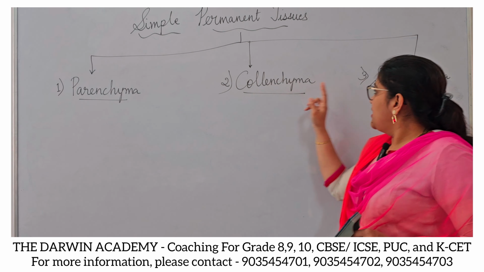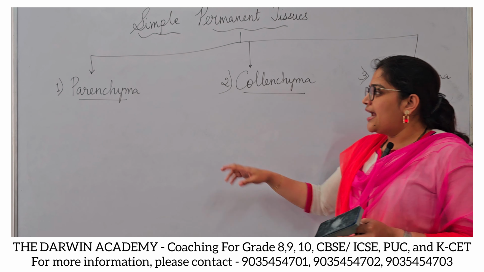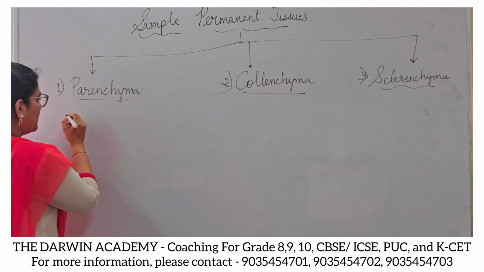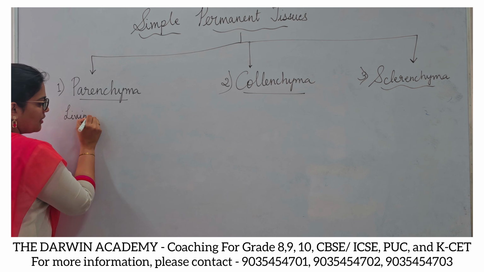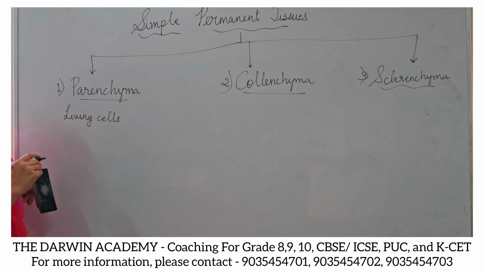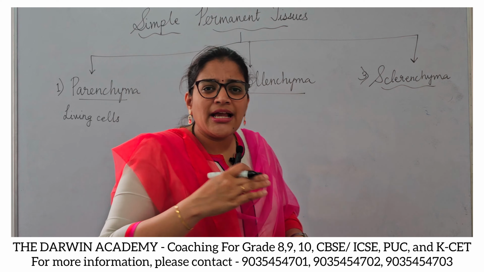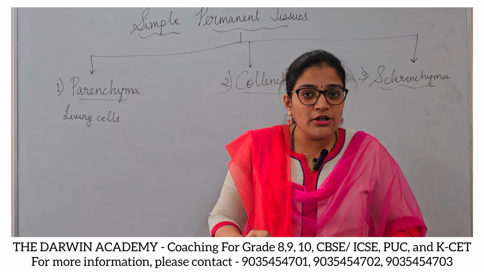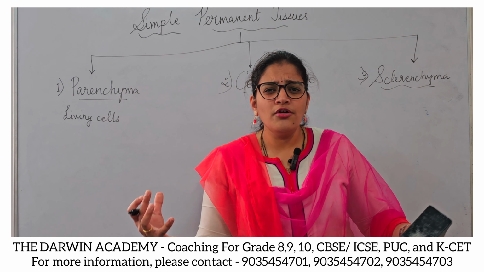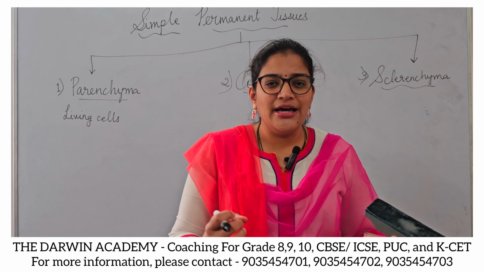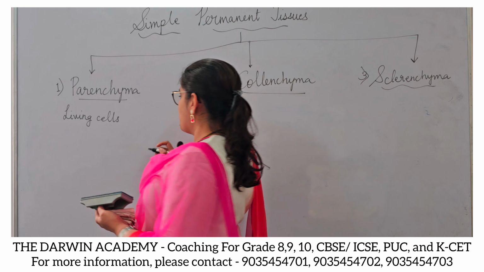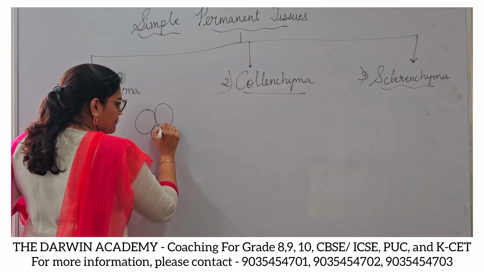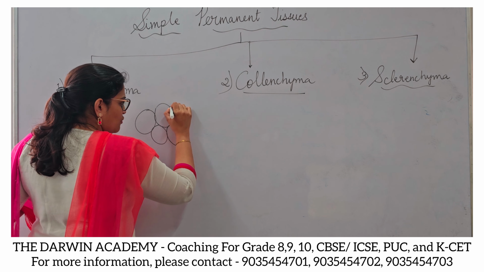We are discussing the three main types of simple permanent tissue, and the first one being the parenchyma. These tissues are made up of living cells. How are these cells arranged? When I take a section through the plant body, I would notice that just below the epidermis, there are a lot of cells which are loosely arranged with intercellular spaces between them. So this is how a section through the simple permanent tissue, that is the parenchyma tissue, would appear.